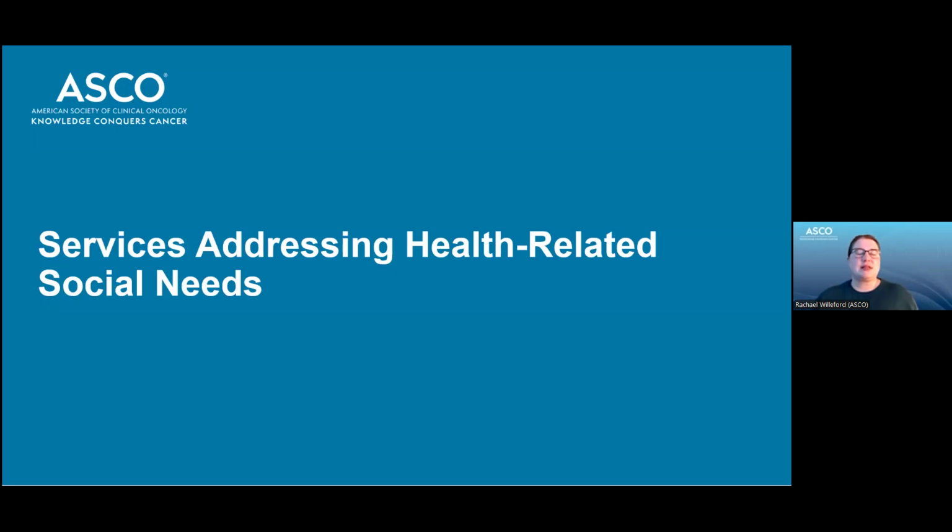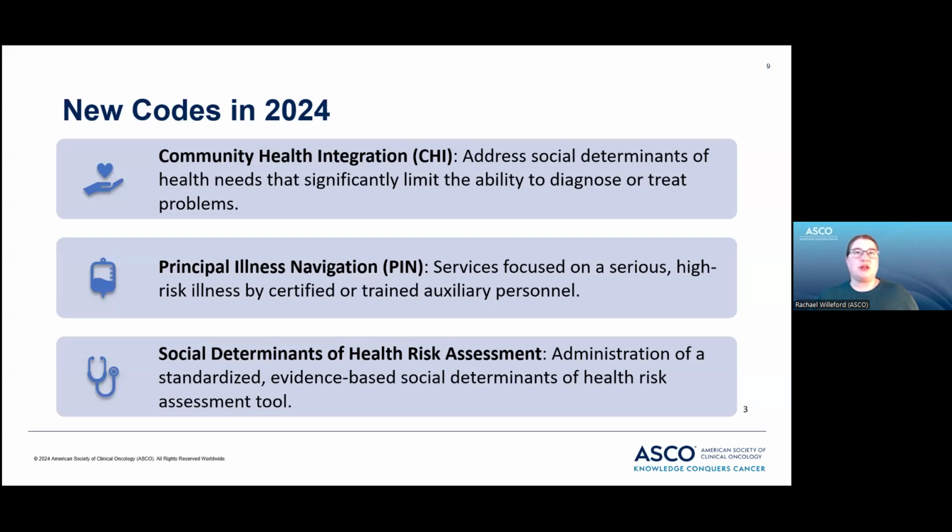Well, social services addressing health-related social needs are the way to address these barriers. However, historically, these services haven't been reimbursed even if they've been provided. That's why in the 2024 final rule, CMS created a new code set to support activities that encourage addressing and managing social determinants of health. The result that came out of this is 3 separate identified services: community health integration, principal illness navigation, and a social determinants of health risk assessment.